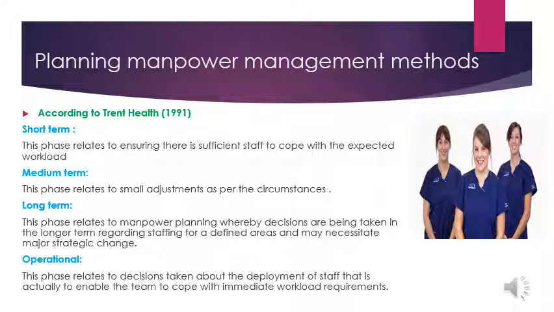Long term means this phase relates to manpower planning whereby decisions are taken in the longer term regarding staffing for defined areas, and may necessitate major strategic change. At this level, the organization will recruit new staff and place the staff in specific areas to carry out the care for the patients. Next is the operational level. This phase relates to decisions taken about the deployment of staff, that is, to enable the team to cope with the immediate workload requirement. So here they will deploy the staff as a team to cope with the immediate workload in that situation. So these are the 4 phases: short term, medium term, long term and operational term, given by Trend Health.